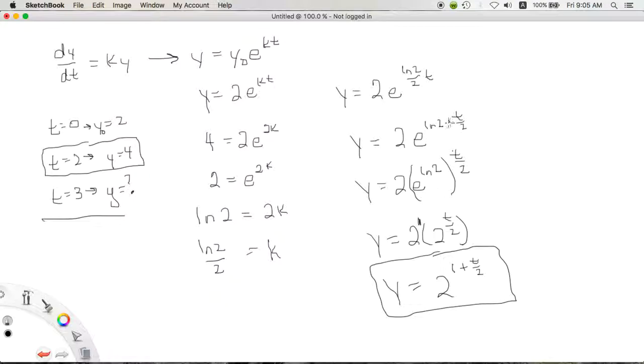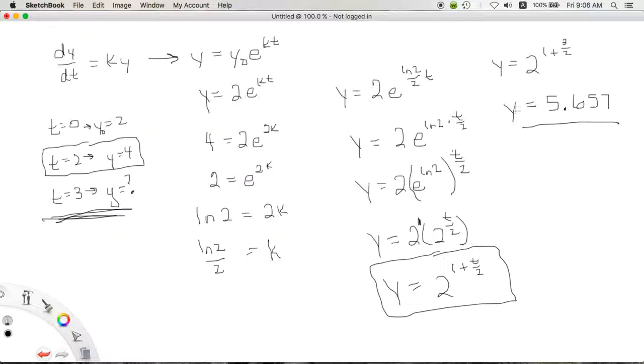Okay. Here we're multiplying exponents. So remember, you can take the base to the 1, and then once you've solved that, then take it to the second one that you're multiplying. So we have this. We want to figure out what happens when t equals 3. So we do y equals 2 to the 1 plus 3 over 2. And if we do that, we get that y is 5.657. So when at time t equals 3, our y value is 5.657.